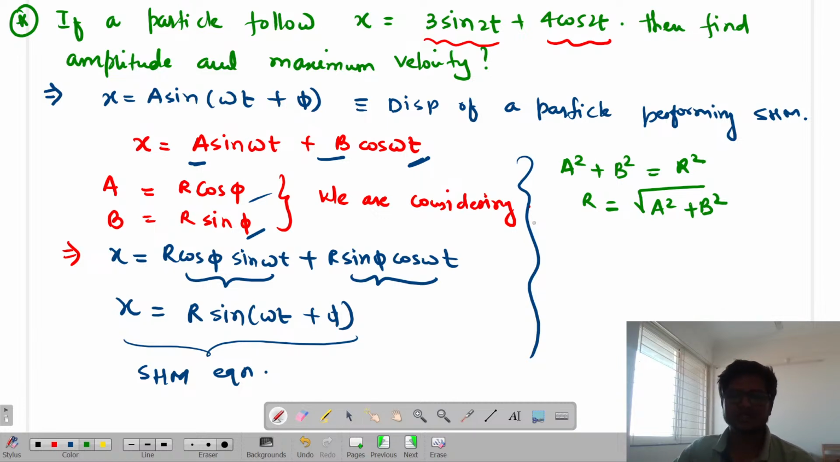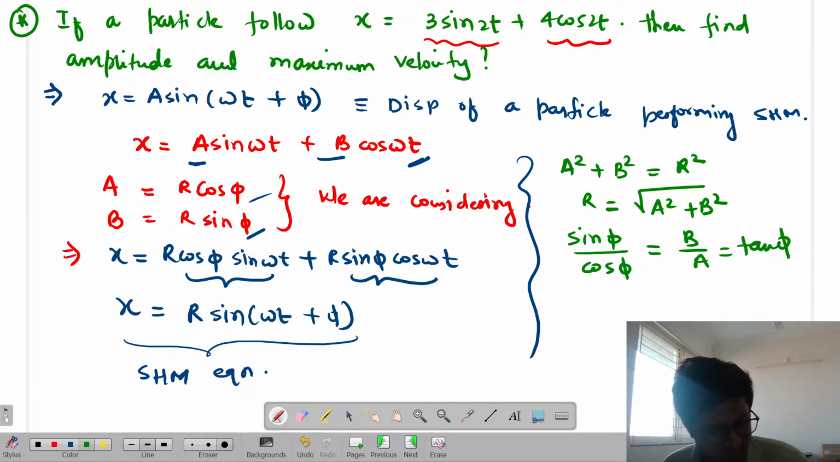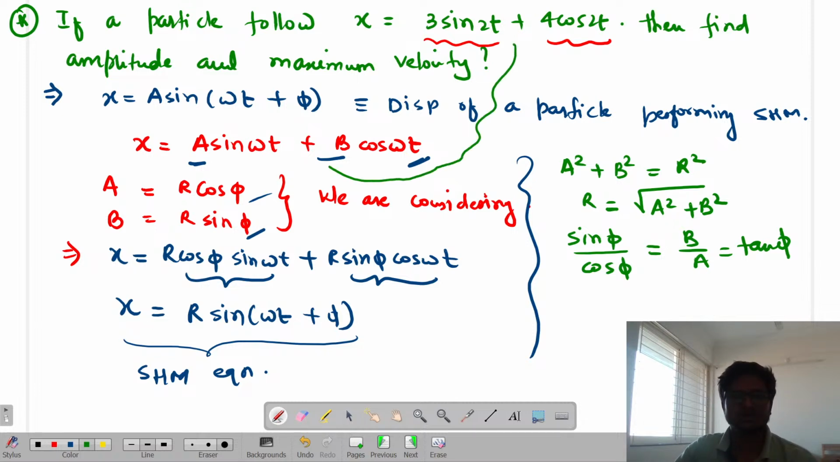What is this phi? That's also a big question. Just take sin phi by cos phi. R and R will get cancelled, so it will become just b by a, which is equal to tan phi. Is that clear? So you got to know that if this is the form, convert it using this strategy of r, and then you get the answer.